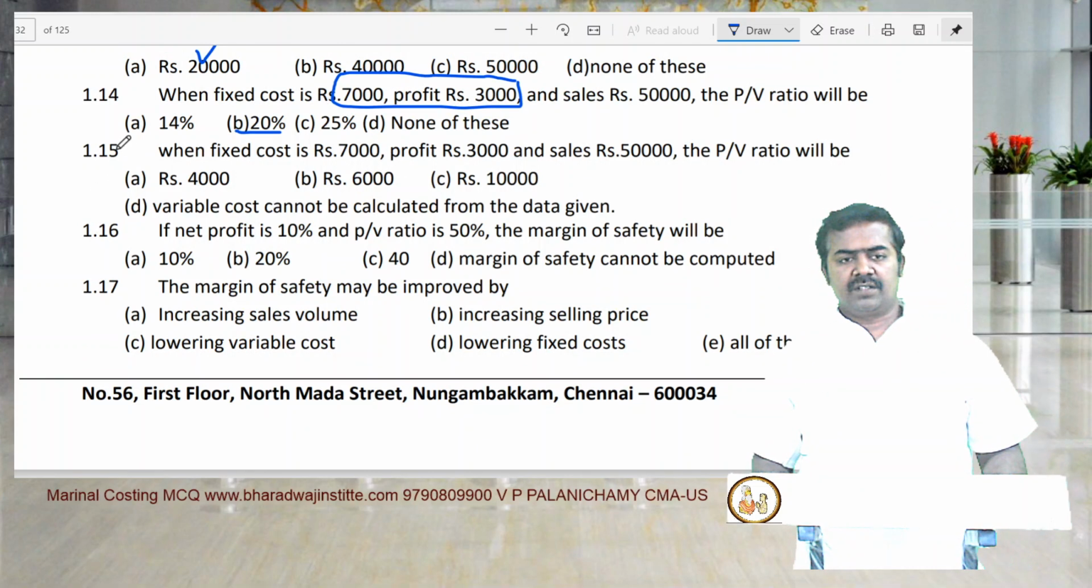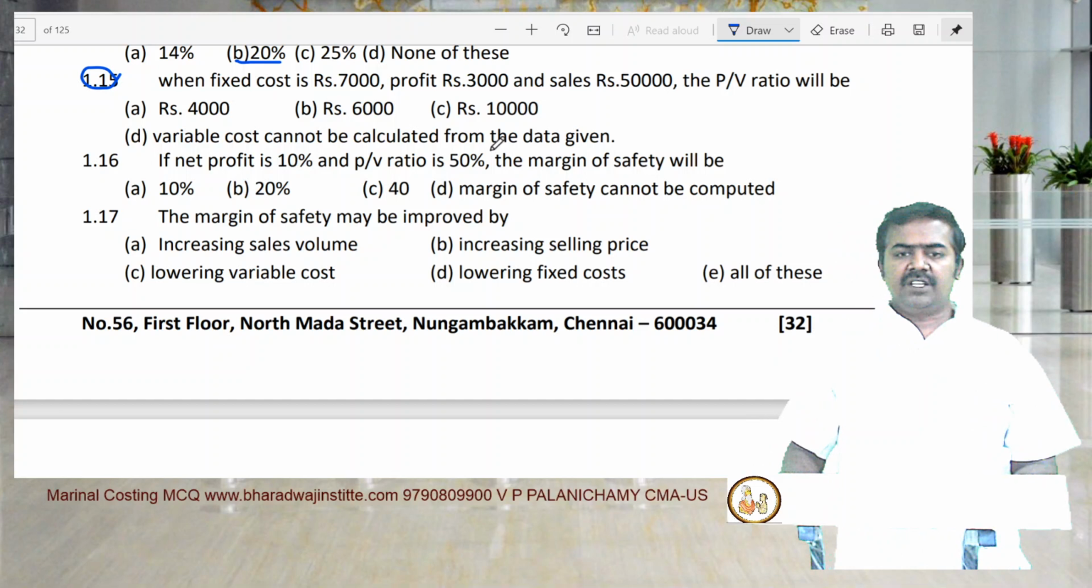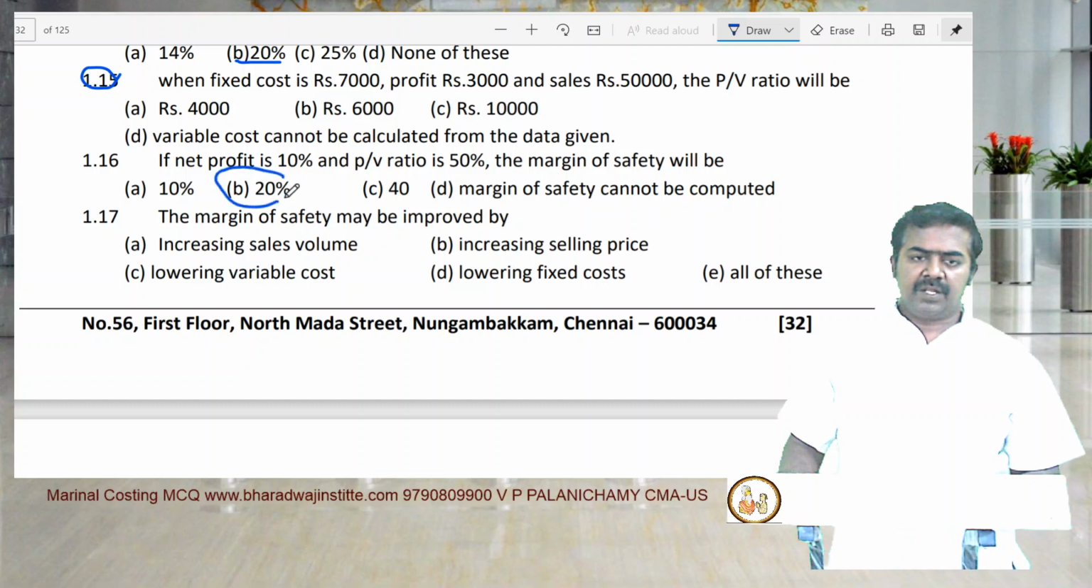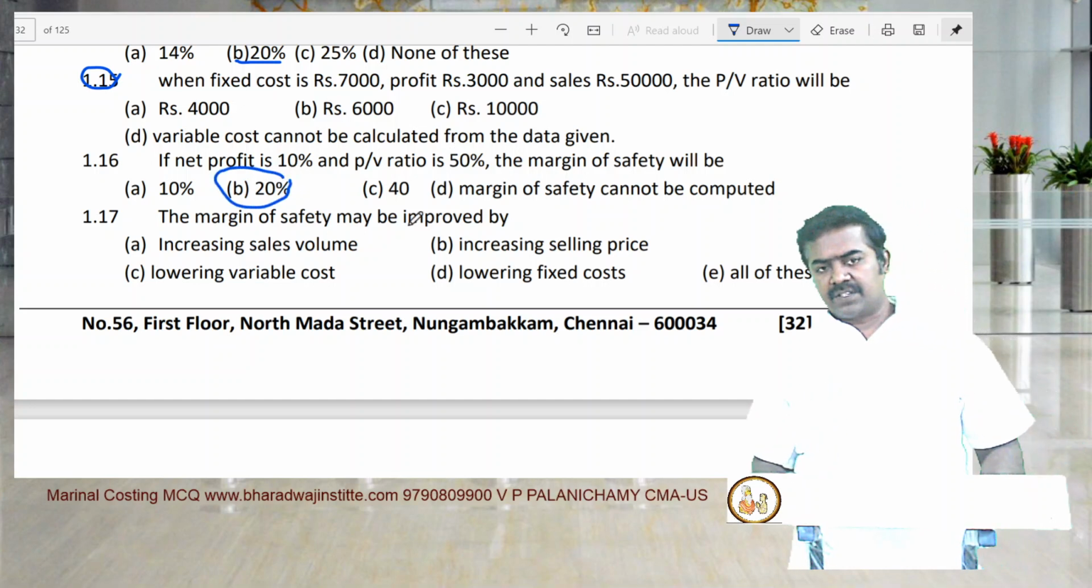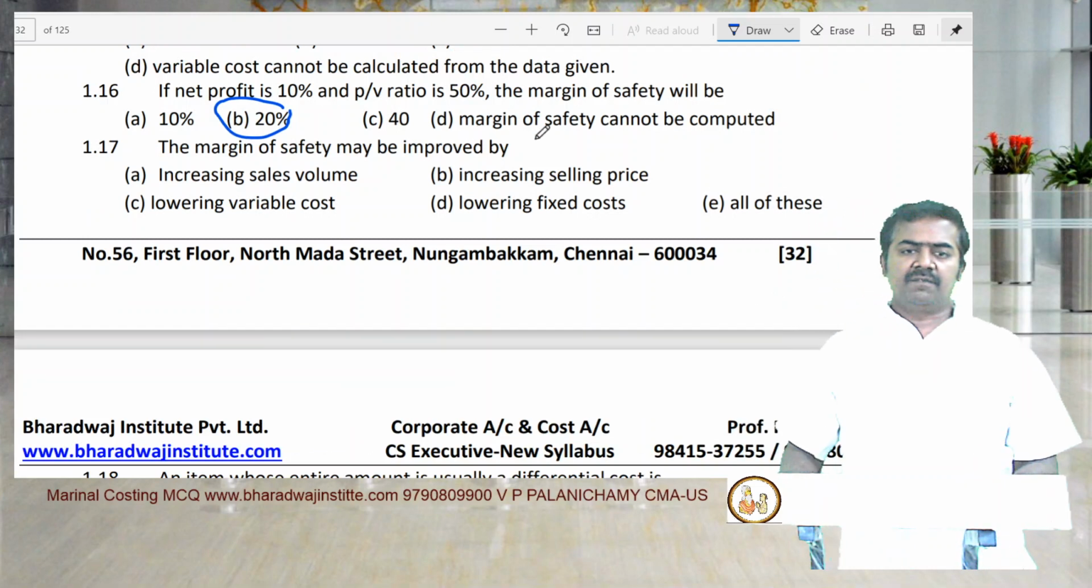This is a wrong question, please eliminate. If net profit is 10%, PV ratio is 50%. Profit by PV ratio, 10 by 50%, will give us 20%. Margin of safety is nothing but profit by PV ratio.